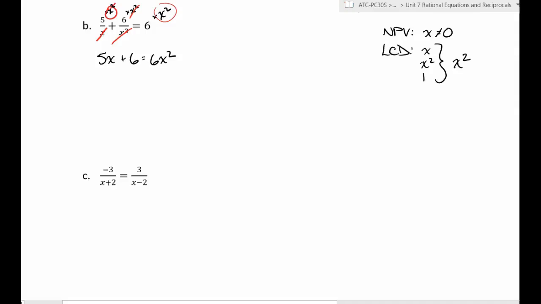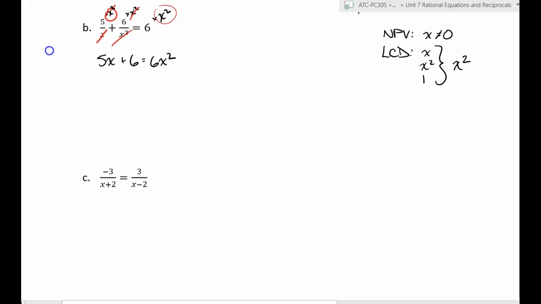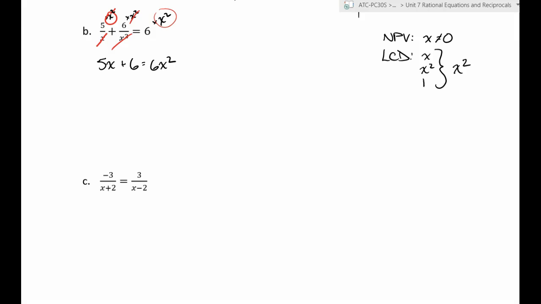Now, the difference here between A and B is that A gave us a linear equation, which is always nice to move around because our variable doesn't have an exponent. B is a little bit trickier. It is a quadratic equation, so I'm going to isolate it all onto one side, set it equal to 0, and solve for x from here. So we've got 6x squared minus 5x minus 6. I'm going to see if I can factor that. And we'll try and see if we can figure that part out.